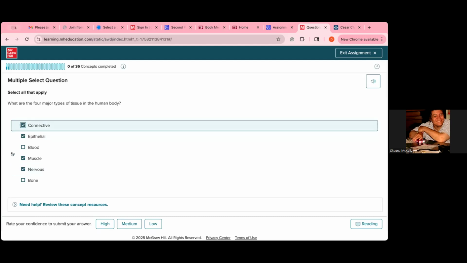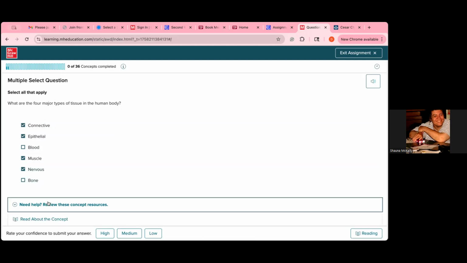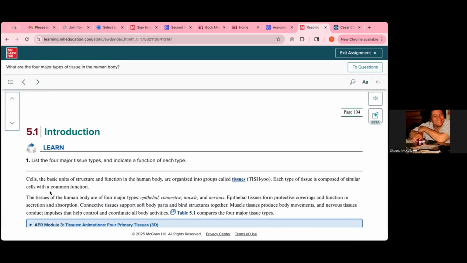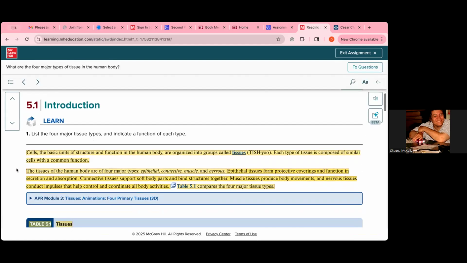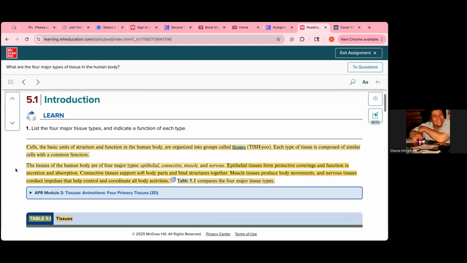Let's check the book and see what they tell you here. Cells, the basic units of structure and function in the human body, are organized into groups called tissues. Each type of tissue is composed of similar cells with a common function. The tissues of the human body are of four major types. So they're looking for these: epithelial, connective, muscle, and nervous.